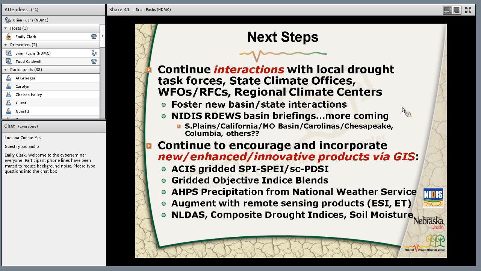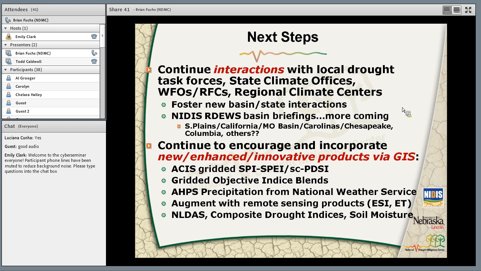So some of the next steps associated with the drought monitor work, again, continue these interactions with the local task force, the local experts on the ground, getting more people involved in the process, having that number grow from 360 to maybe 400 in the next couple of years. New state and basin interactions through the NIDIS work and some of the drought early warning systems. There's a NIDIS project that was started in the Missouri Basin just a few years ago, and one that is getting spun up now in the Midwest, as well as others.